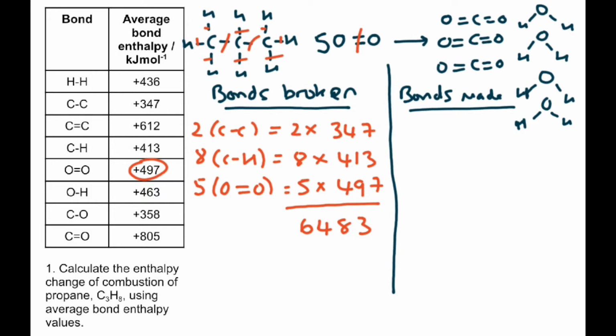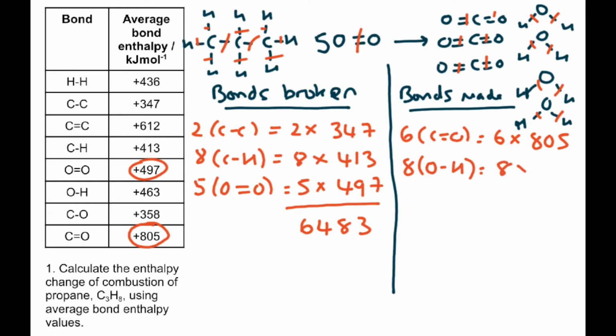Okay, now let's look at the bonds made. So can you see we've got 1, 2, 3, 4, 5, 6. We've got 6 CO bonds. So the value for that is 6 times, make sure you get the right one, 805. We've got 6 CO bonds. And how many OHs? 1, 2, 3, 4, 5, 6, 7, 8. And we've got 8 OH bonds. So again, take the value carefully from the table. 8 OH, which is 463, and then you total up that side.